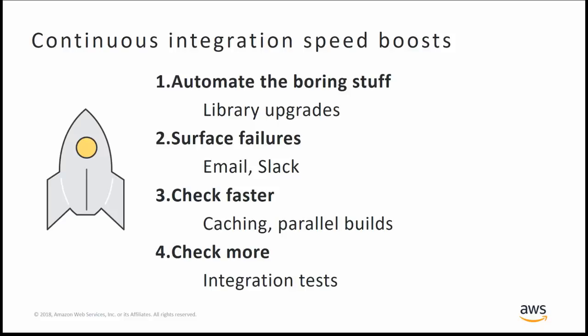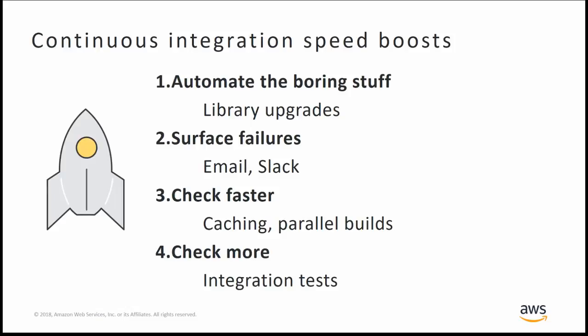If I were to summarize these, number one, automate the boring stuff. We looked at library upgrades, but you can find other needs for automation in your specific application. We looked at surfacing more failures. So making sure that the feedback loop was small by surfacing these failures to the team faster. So we did that with email and with Slack. And third, we looked at checking faster. So running these checks faster and faster.